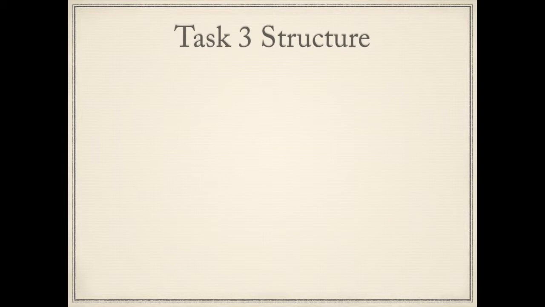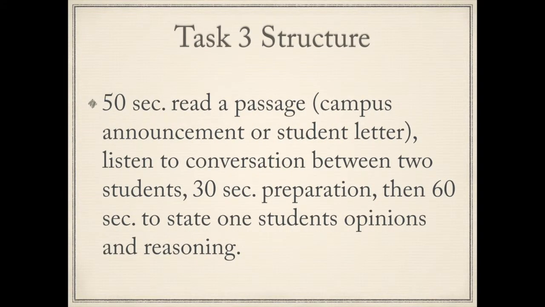So what is the structure of task 3? Well, you will be given 50 seconds to read a passage, and this is most commonly a campus announcement or a student letter. Sometimes it's an article written by a student or by the school. And you will have to listen to a conversation between two students. Normally it's a man and a woman, and they will talk about the same passage that you have just read.